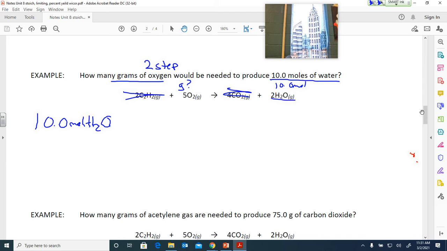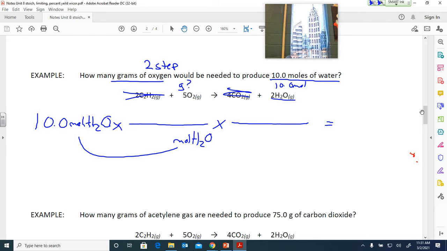Now I know for sure this is a 2-step problem, so I'm going to go ahead and set it up as 1. Whatever unit you are starting with is the unit that's going to go on the bottom next. So I'm going to go ahead and do that: moles of H2O. All right. Now, my goal is to get to grams of oxygen.